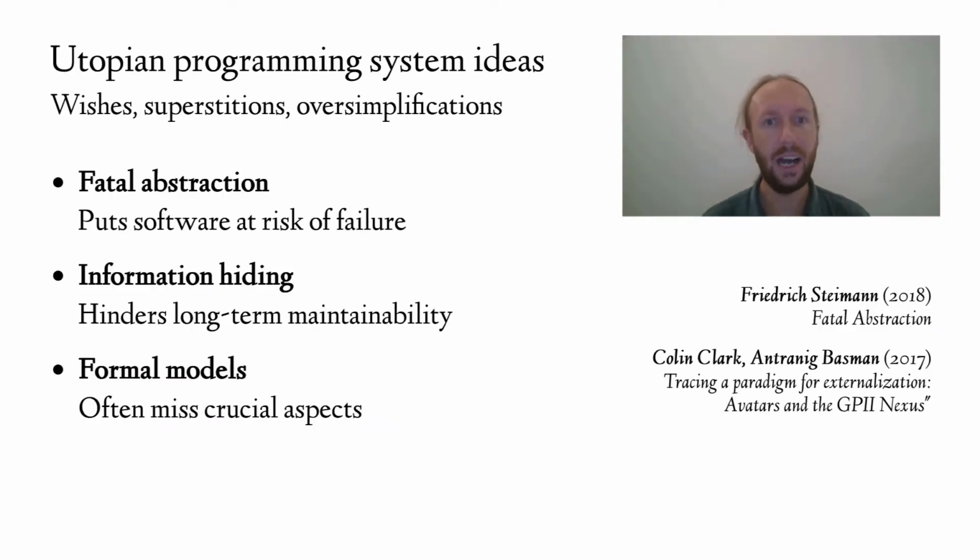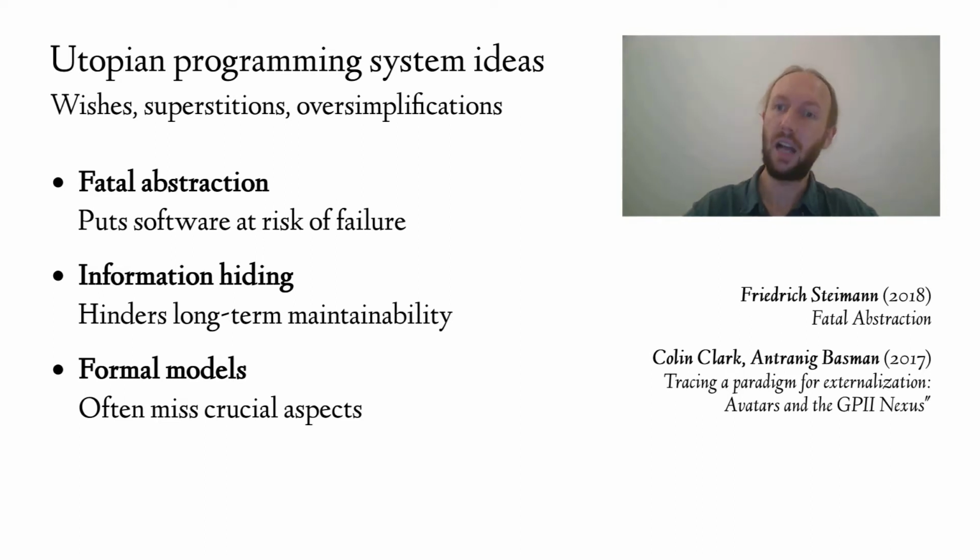In programming, I think we've got plenty of utopian programming system ideas that are based on a nice idea, but if you look at some of the analyses that people have done, they actually prove to be more tricky. So abstraction is one of them, and there's a paper in recent Onward essays about fatal abstraction where this actually doesn't work. We all love information hiding because we think it will help maintainability of our systems. But again, there are counterexamples where information hiding actually prevents later evolution of a system.